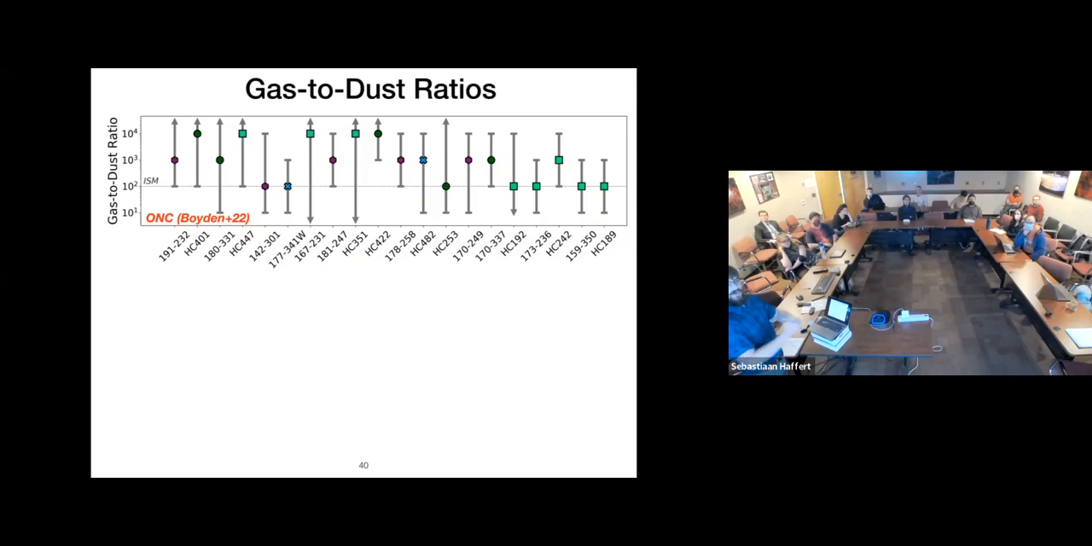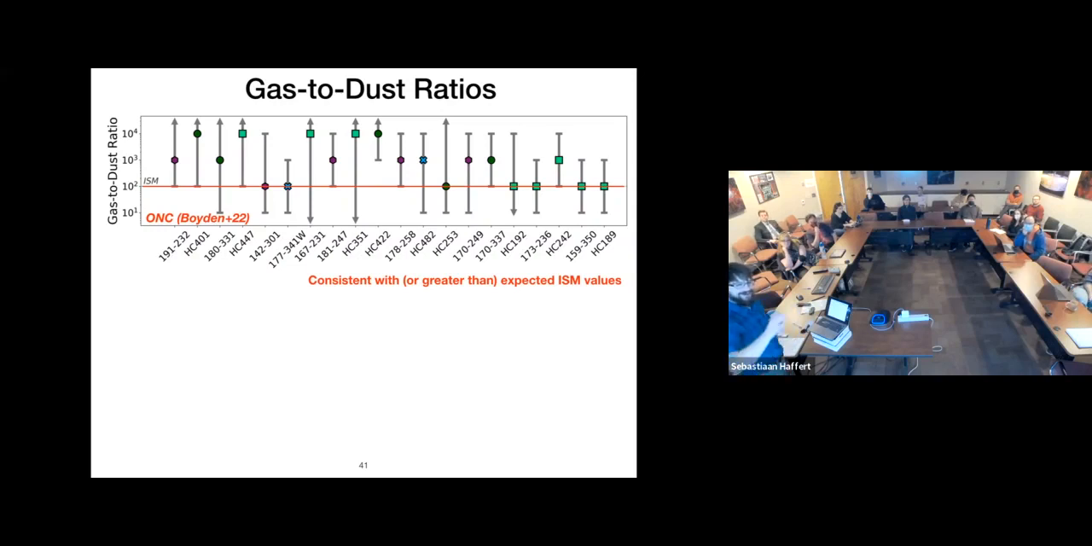Okay, so one of the most interesting results that came from fitting and deriving best fit parameter values pertains to the derived gas to dust ratios. So in this figure here, I'm showing the best fit gas to dust ratios and their uncertainties derived from this chemical modeling procedure for all of the disks in my sample. And you can see here that nearly all of the derived gas to dust ratios are consistent with or somewhat larger than the canonical ISM value of 100.